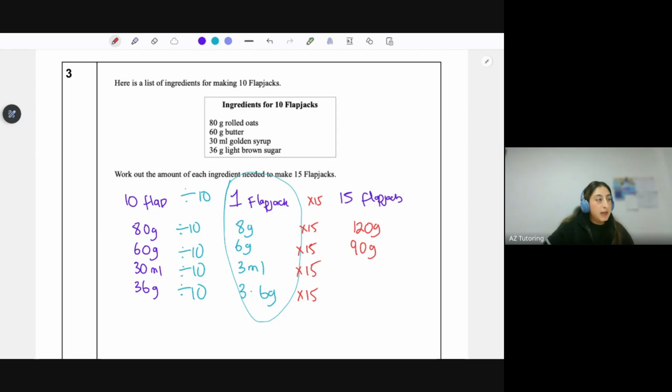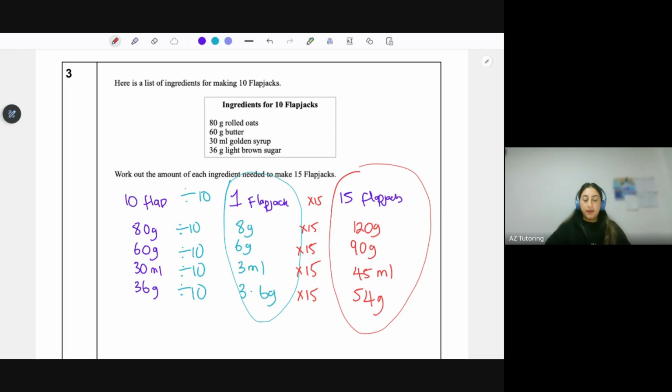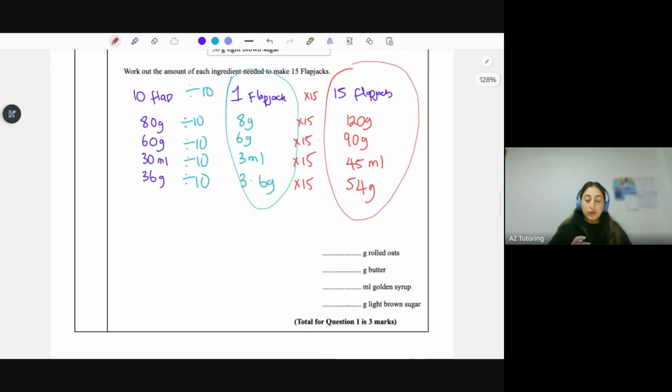3 times 15 is just 45 ml of golden syrup, and 3.6 times 15 is just 54 grams. So this is the amount of ingredients I will need to make 15 flapjacks. As long as you write your answers clearly, the examiner should give you the full mark. So 120 grams, 90 grams, 45 milliliters, and 54 grams. So we'll move on.